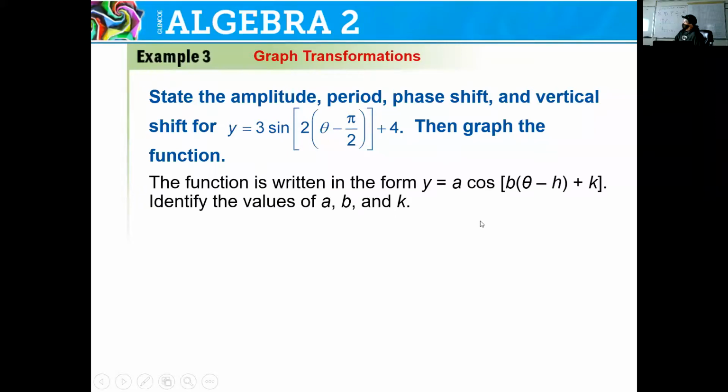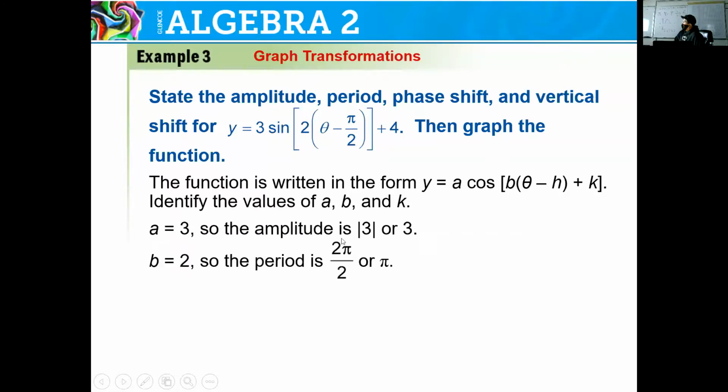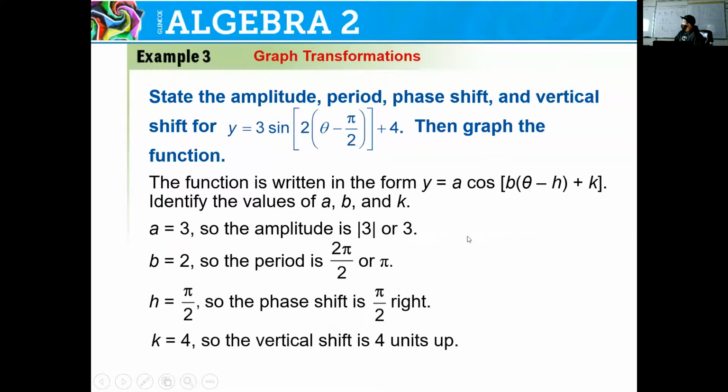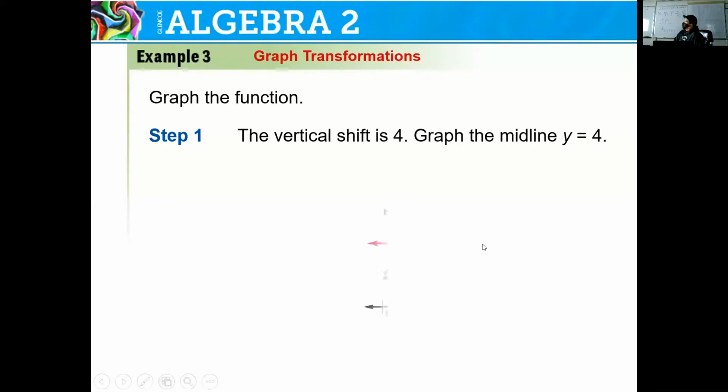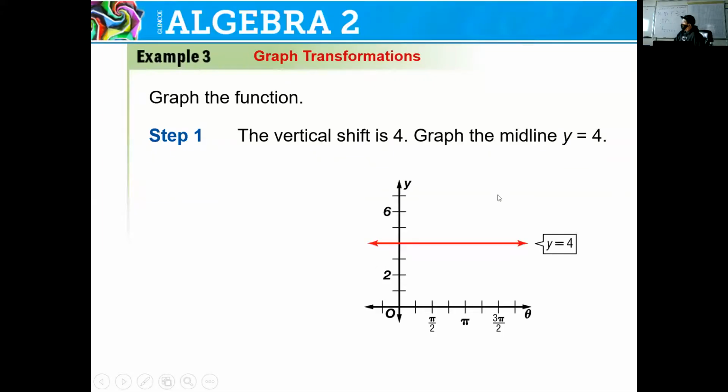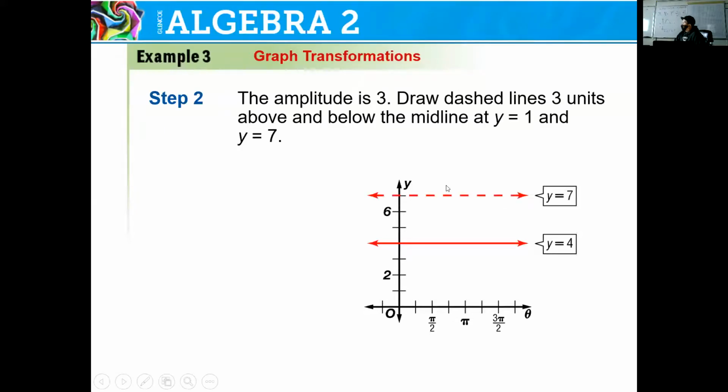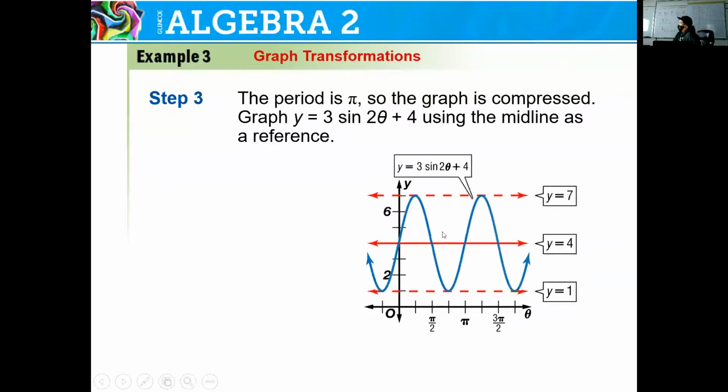Okay. So the function is written in the form a cosine of b theta plus k. Identify the values of a, b, and k. So k is our vertical shift. A is the amplitude of 3. B is 2. So 2 pi over 2, that's how you get pi. Phase shift is pi halves units to the right. Okay, k is 4, so the vertical shift is 4 units up. Remember that we are moving the midline, not necessarily the whole function. So we graph the midline first. The amplitude is 3, so we go from 7 to 1 from the midline.